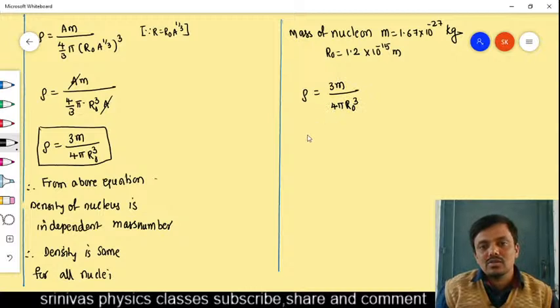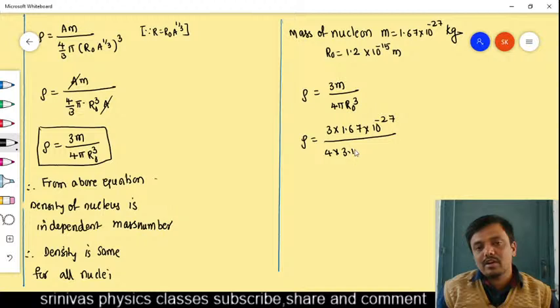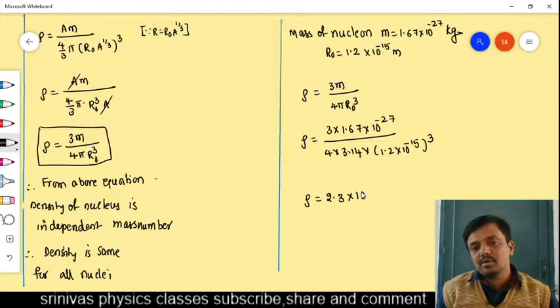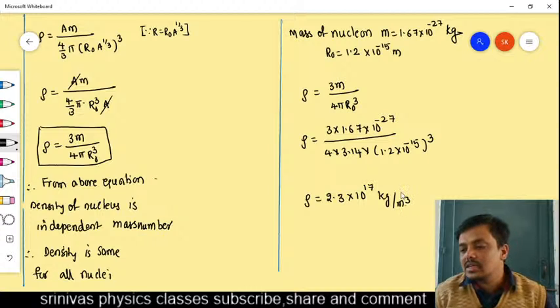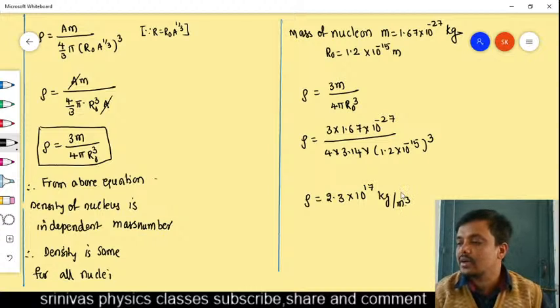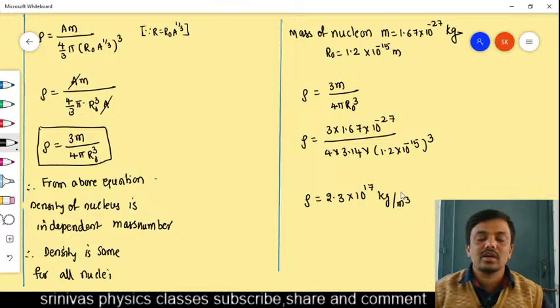Substitute values. Rho is equal to 3 into M, which is 1.67 into 10 to the power of minus 27, by 4 pi, where pi is 3.14, into R naught, which is 1.2 into 10 to the power of minus 15, whole cube. Now you simplify it. You will get 2.3 into 10 to the power of 17 kg per meter cube. This is the density of any nucleon. Okay, right. Let us go for the next topic.